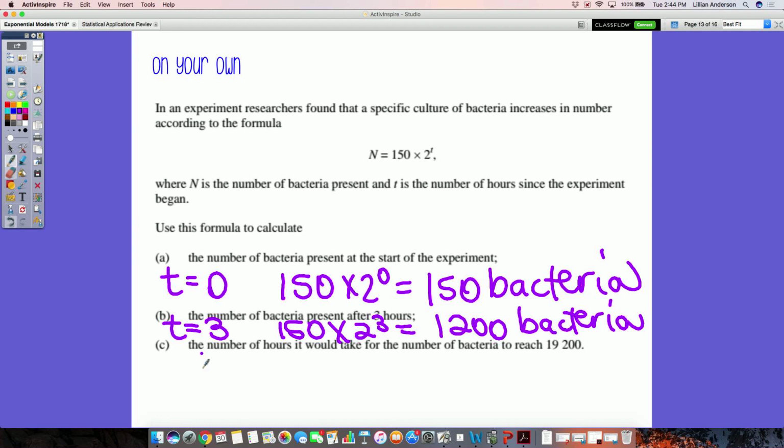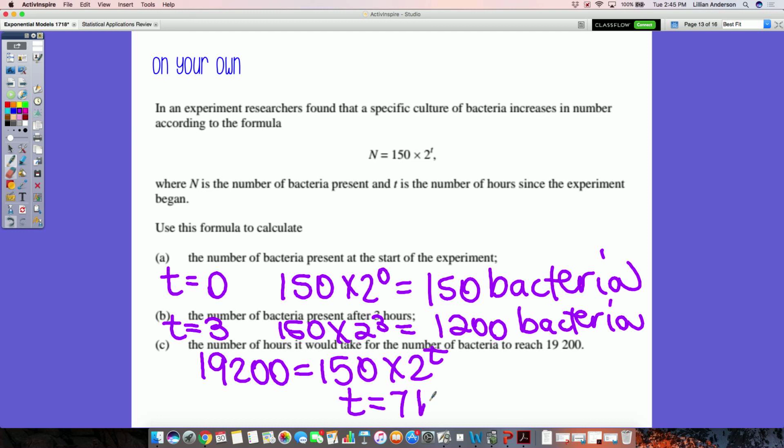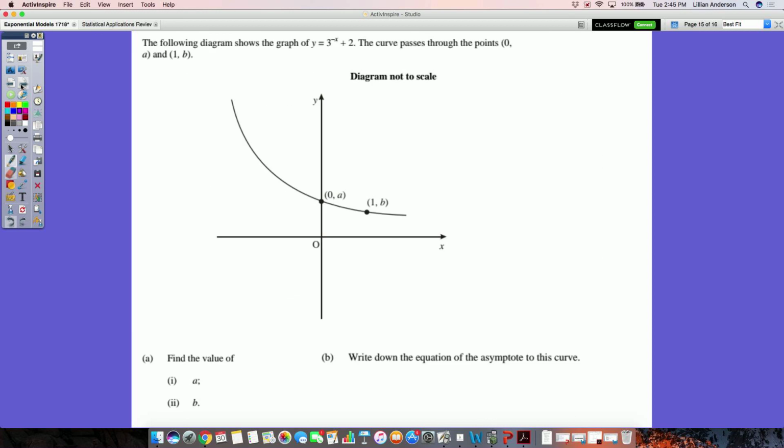But then this one asks you, how long does it take for you to reach 19,200 bacteria? So this time, you're looking for t. So what are we going to do? Plug it in Y1 and Y2, we can definitely look at the intersection point, or this one actually was on our table, was it not? Yes, it was. And what's the value of t? 7. It took 7 hours for the bacteria to reach that much. Good stuff. I see some of you guys are already working on example 2, right?